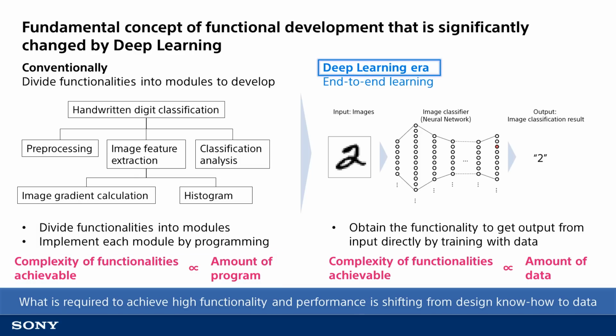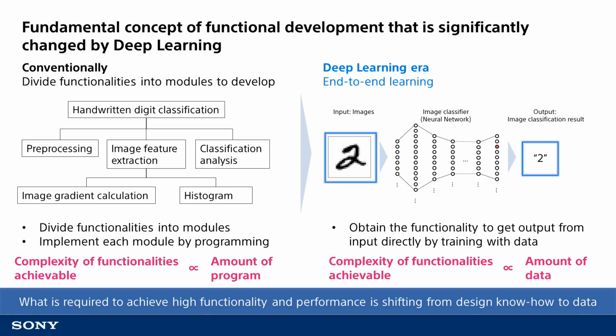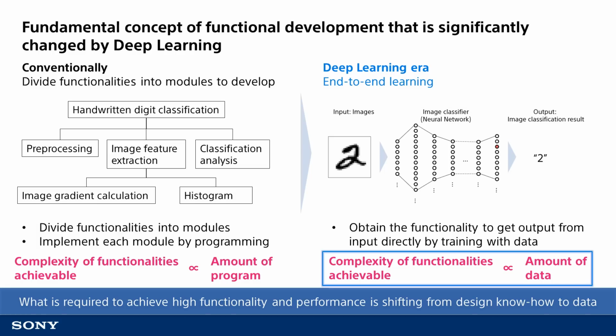In contrast, functional development using deep learning requires the preparation of neural networks. Then you take the input data and the desired answers corresponding to the input data to train the neural network. This is known as end-to-end learning, which means a functional development process by which all functionality from input to output is trained to derive the desired result from the system.